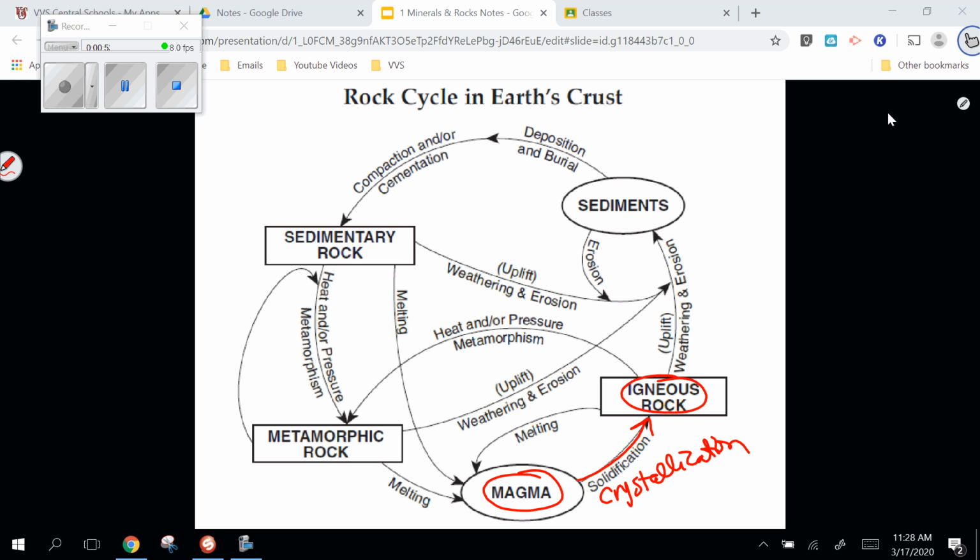Once you have an igneous rock, there's lots of different paths it can follow. You can remelt it to magma and make another one. You can subject it to heat and pressure. You can metamorphose it, make a metamorphic rock. Or you can weather and erode it into little pieces called sediments. And then you can deposit those sediments at the bottom of a lake, bury them, compact them, cement them together, and you can create sedimentary rock. All right.